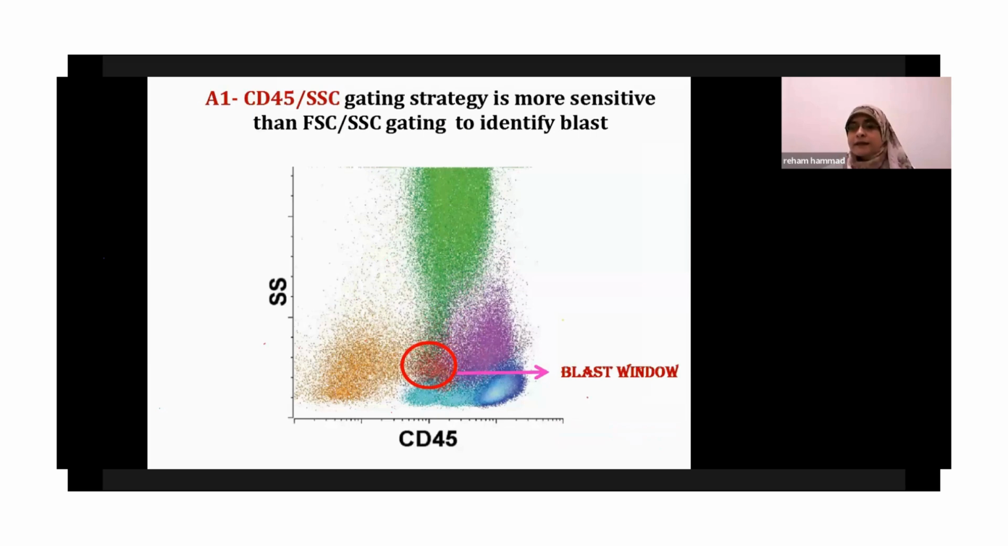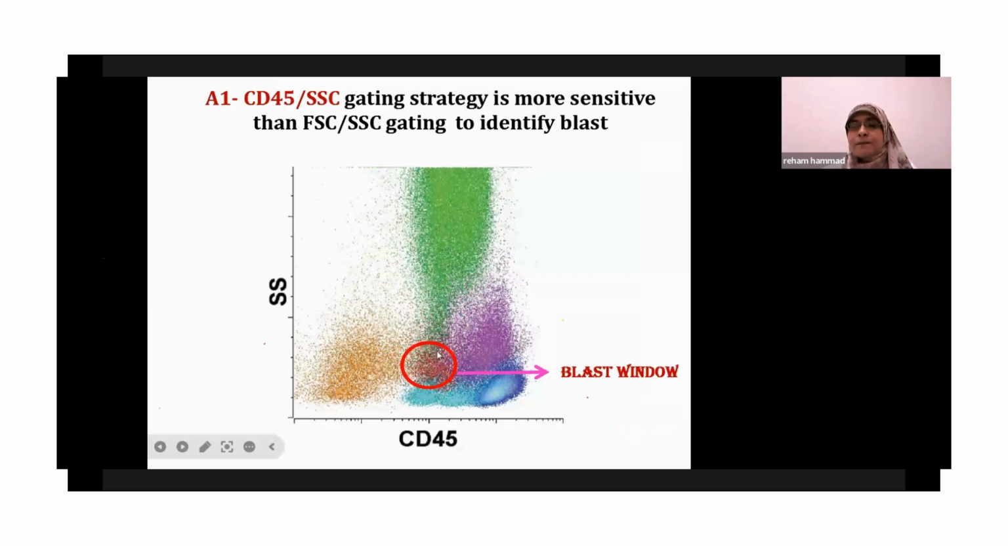In order to make things in rule for the second session, inshallah, just please remember that the abnormal population we are going to talk about in the second session usually lies in what we call the window area.